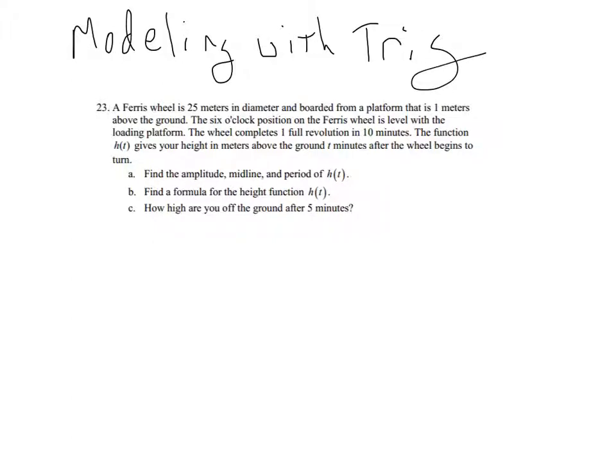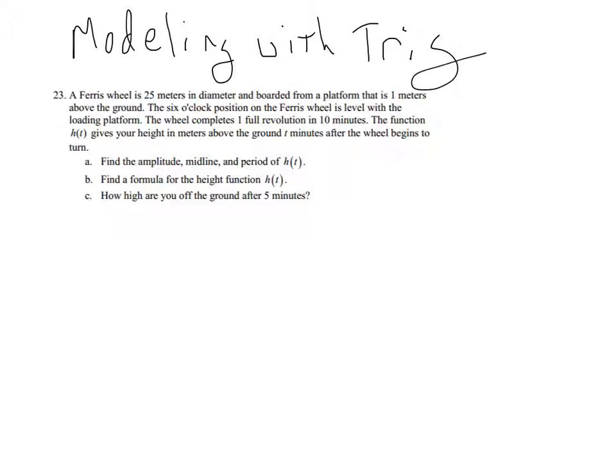Yeah, how to use trig functions, trig equations to do this kind of modeling. So what we've got here is a Ferris wheel. I recommend you draw a little picture of a Ferris wheel. They're telling us the platform is 1 meter above the ground. So this is 1 meter. And then it says the 6 o'clock position is level with the loading platform. So that's right there.